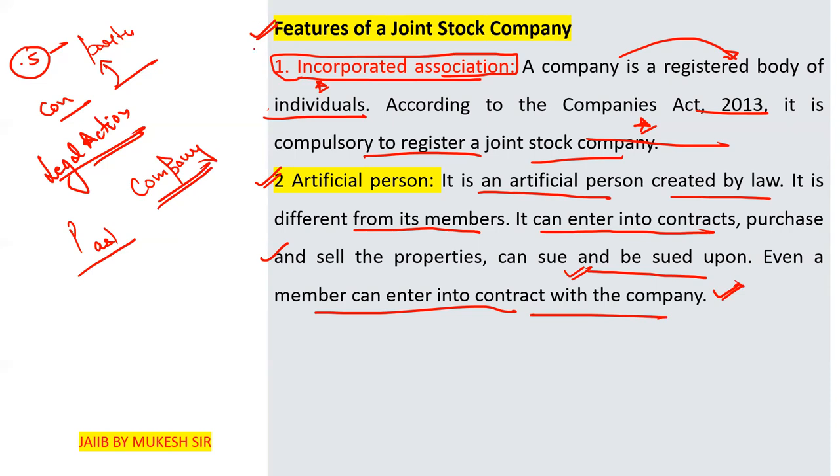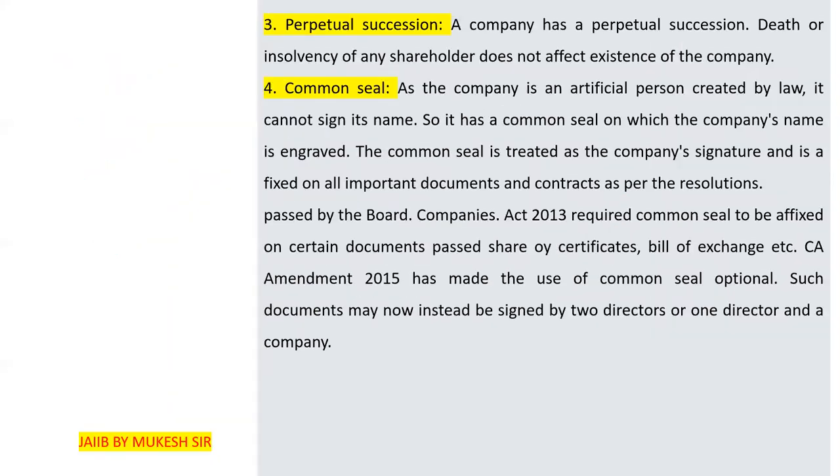So the first feature is incorporated association. Second is the artificial person. Third is perpetual succession. In the case of a partnership firm, if any one of the partners expires, the firm has to be dissolved. But on the other side, a company has perpetual succession. So death or insolvency of any shareholder does not affect the existence of the company.